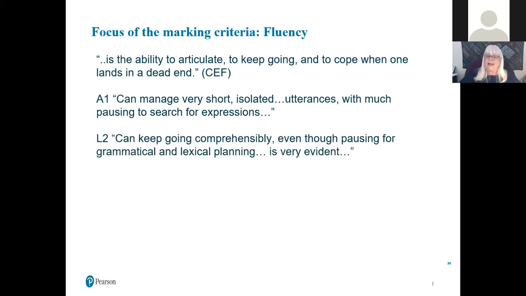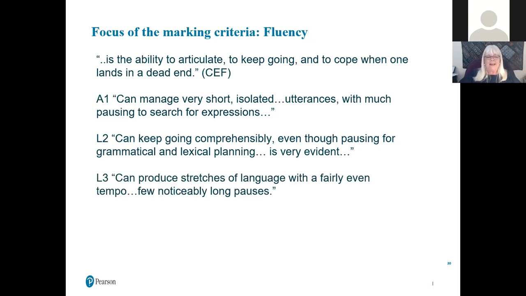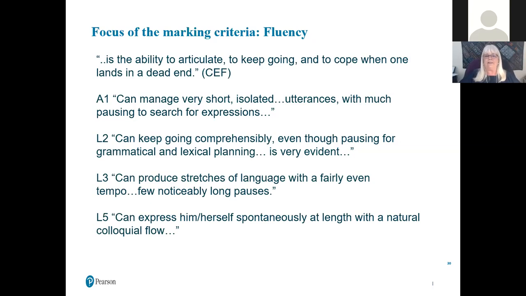Up to level 2, can keep going comprehensibly, even though pausing for grammatical and lexical planning is very evident. But we don't want too many pauses. Level 3 can produce stretches of language with a fairly even tempo and few noticeably long pauses. Okay, and then level 5 can express him or herself spontaneously at length with a natural colloquial flow. So again, level 5, they can keep going like a native speaker, really. Lack of fluency is characterized by unnatural pausing behavior and slowness in oral production.